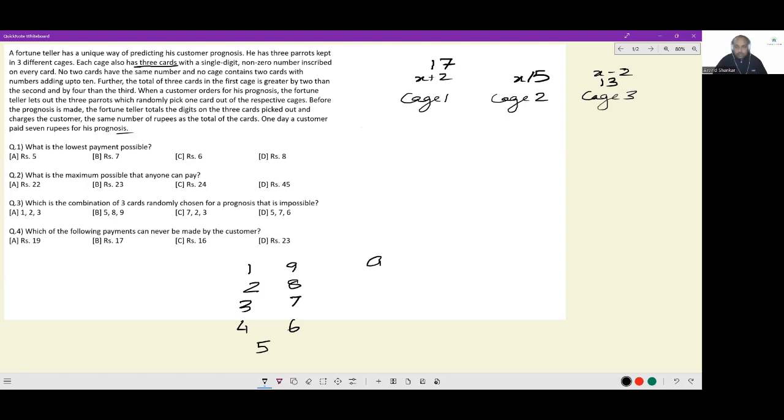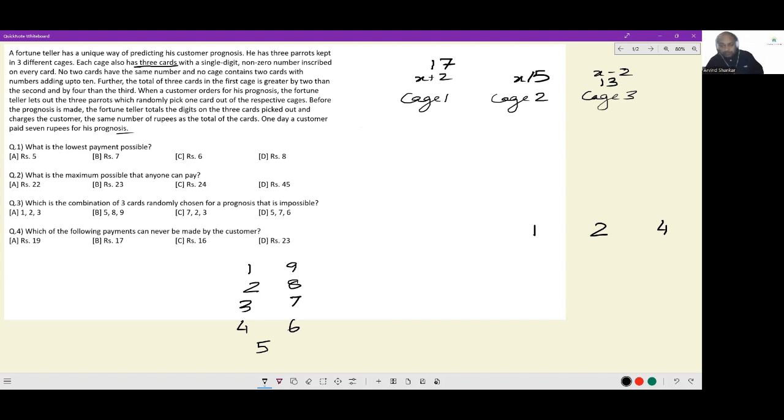Now see, 3 distinct numbers, A plus B plus C, is equal to 7. These have to be 3 distinct numbers. The only way this can be done is if we have 1 plus 2 plus 4. So the 3 cages will have 1, 2 and 4. Now 1 goes in cage 1 or cage 2 or cage 3, we don't know. 2 goes in cage 1 or cage 2 or cage 3, we don't know. 4 also we don't know.